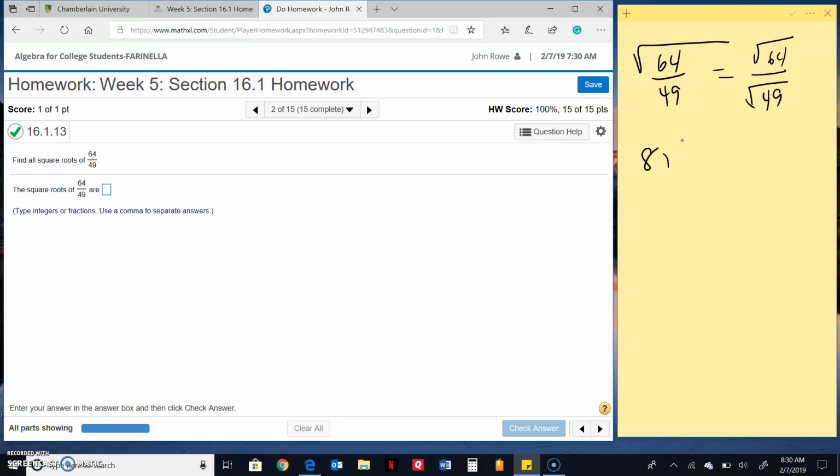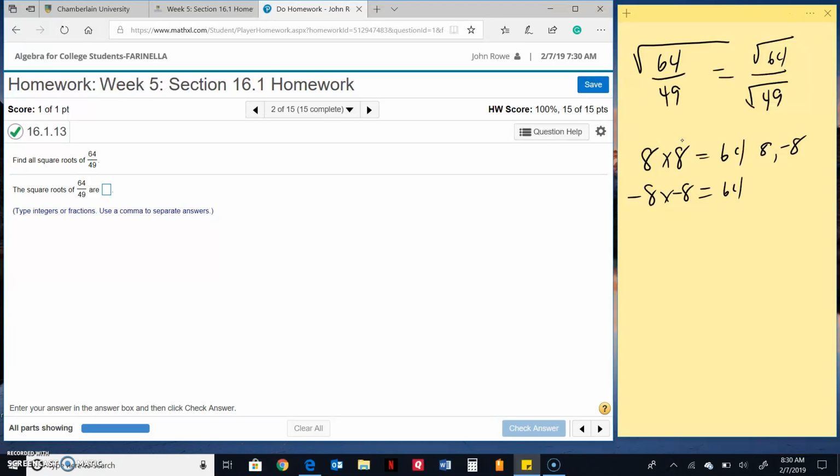Well, we know that 8 times 8 equals 64. We also know that negative 8 times negative 8 equals 64. So one of the answers on the top would be either 8 or negative 8.